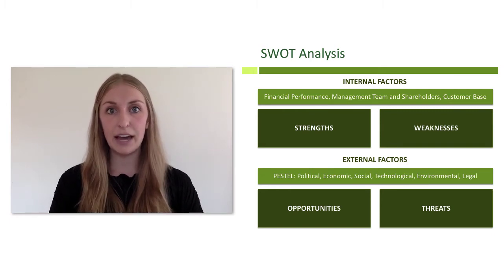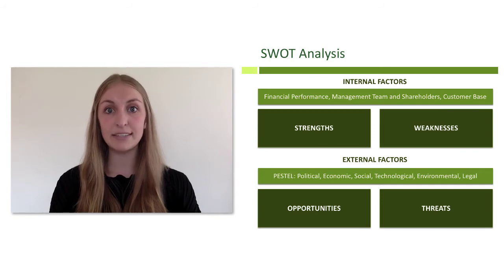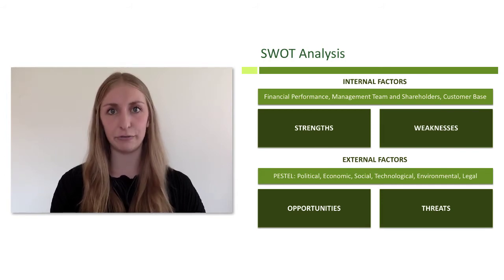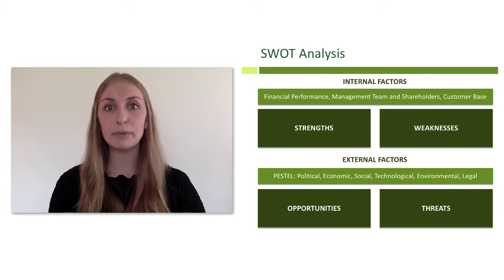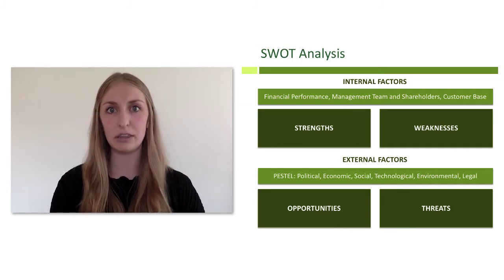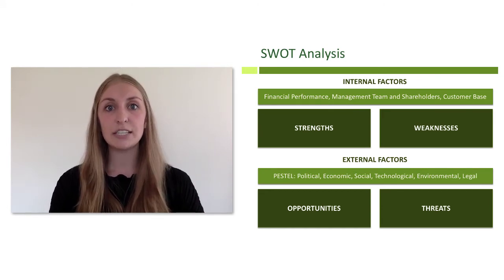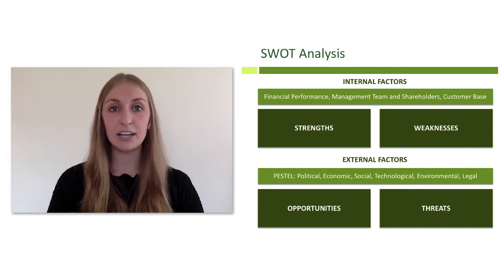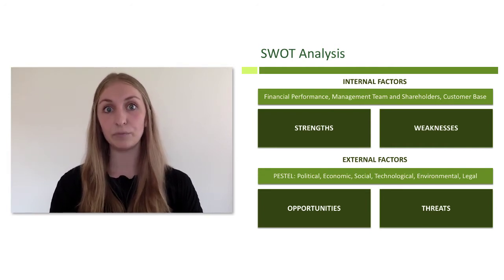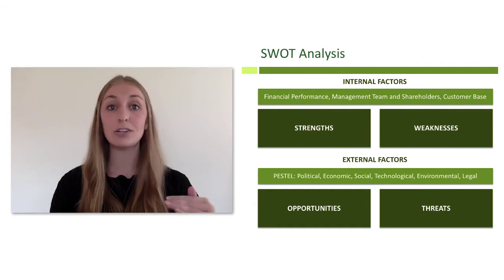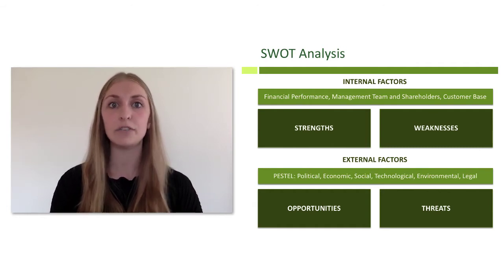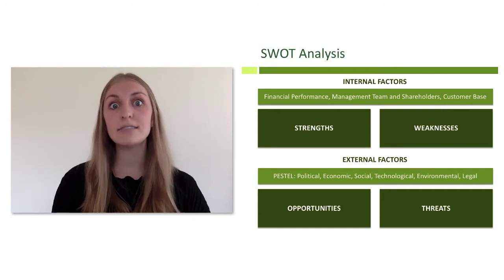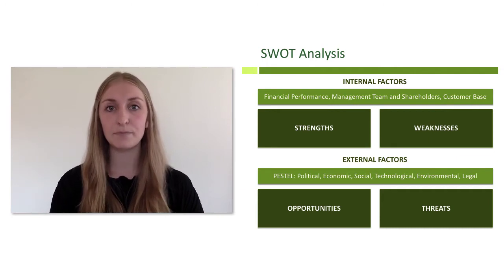Looking at the second 2 categories, opportunities and threats, these refer mainly to external factors, so things outside of your business that are happening, for example, in the market. For these 2 categories, it's useful to refer to the acronym PESTEL, which stands for political, economic, social, technological, environmental, and legal. So these are 6 areas that you'll want to go through and consider how each of them could present opportunities and threats to your business.